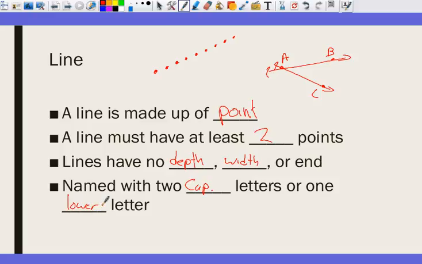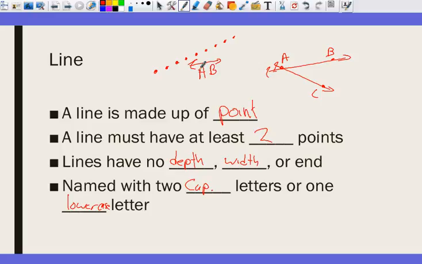Okay. Lowercase. Let's do some examples. Let's name some of these lines. Well, how would we name this line right here? A, B. You're going to have to put this little top on the hat. I call it a hat. Put the hat on it. Notice how the hat has 2 arrows on it. Okay? The arrows mean the line goes on forever. If you do not put the arrows on there, you're saying line segment, which ends.